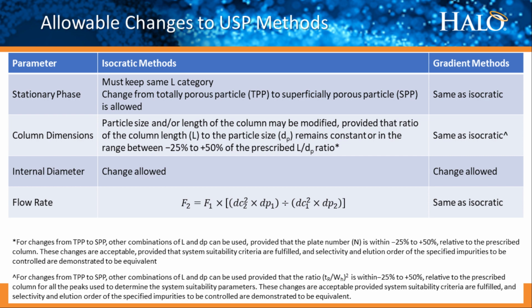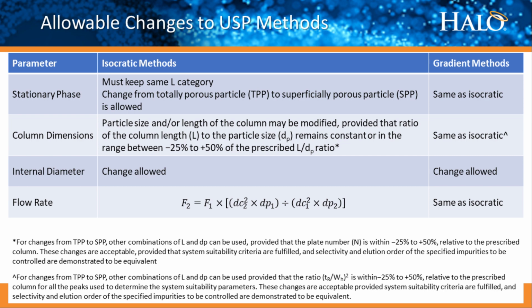The same thing applies for column dimensions for gradient methods, but I have a little caret here, and that means in terms of other combinations of L and dP, instead of plates, you're able to use the ratio of the retention time to the peak width squared, which would essentially give similar to plates, but we can't measure plates under gradient conditions. But that would need to be within -25 to +50% relative to the prescribed column.